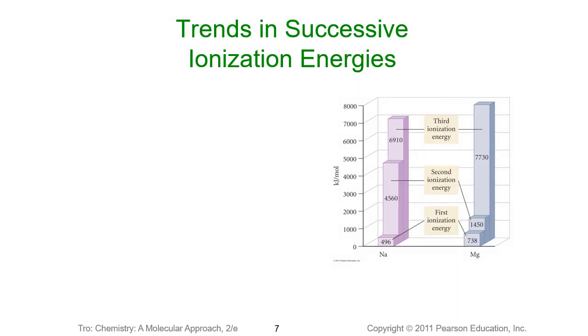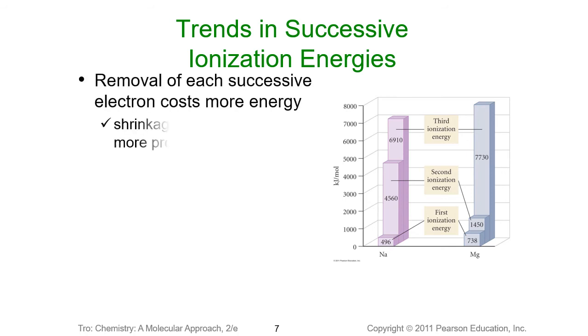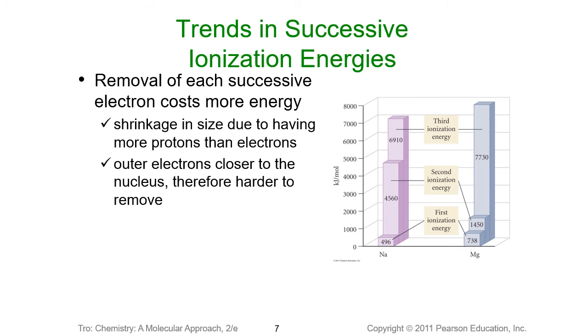We can also look at successive ionization energy. So as we continue to take more and more electrons away, every time we take an electron away, it costs more energy. We have to add more energy in to get that next electron off. This is partially because we have more protons than electrons, and so those electrons are getting closer and closer to the nucleus and harder to remove.